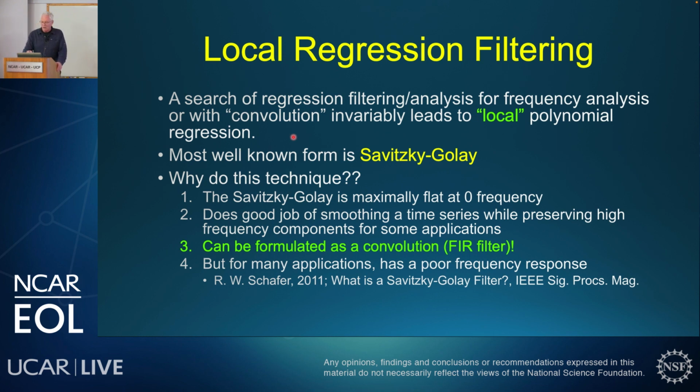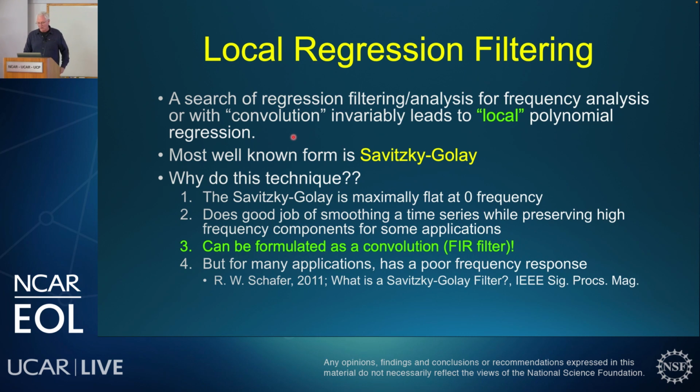So why do people like local regression filtering? Well, you can represent it as a convolution, and it fits back into that linear time invariant filtering theory, and that's what us electrical engineers really like. And this is a reason why global regression filtering has been kind of bypassed, because it doesn't fit into that little notch of linear time invariant filters.